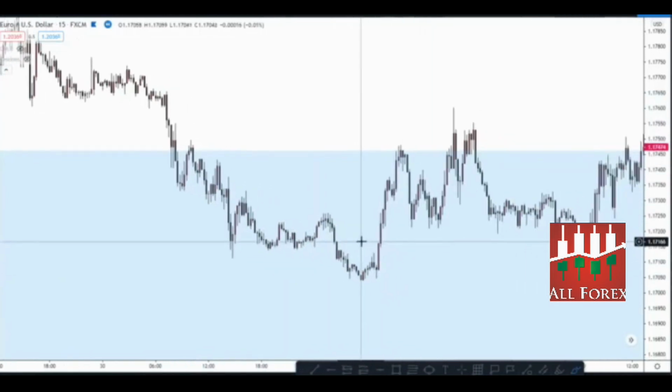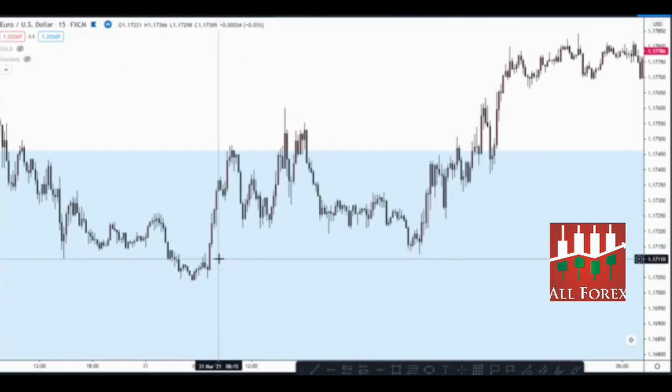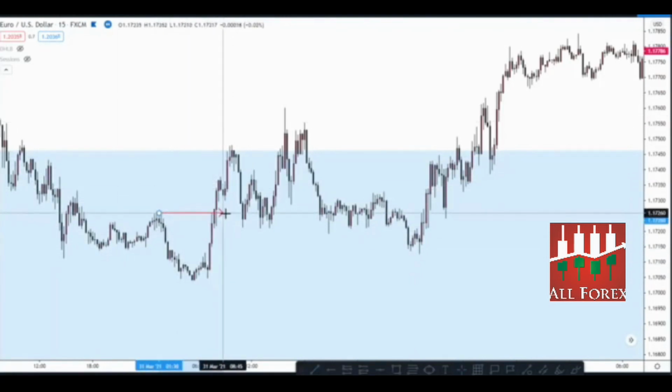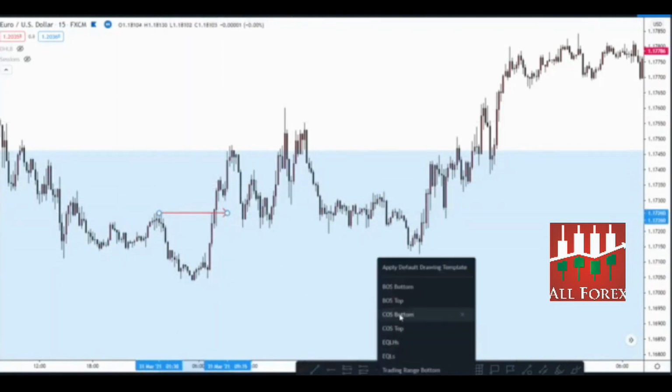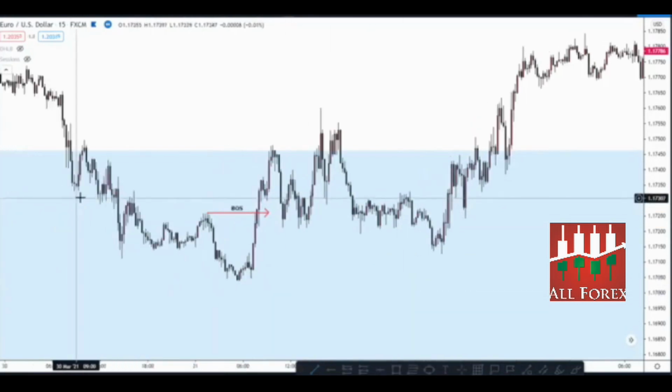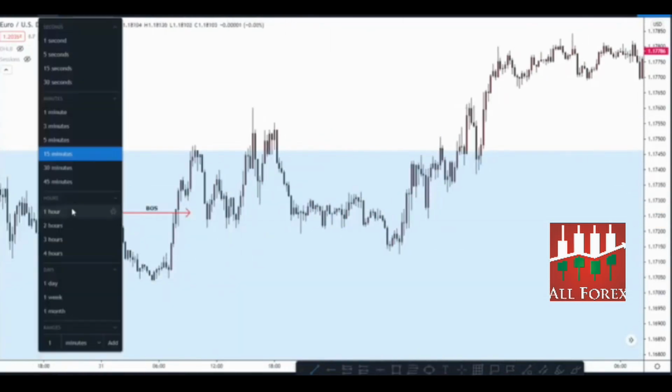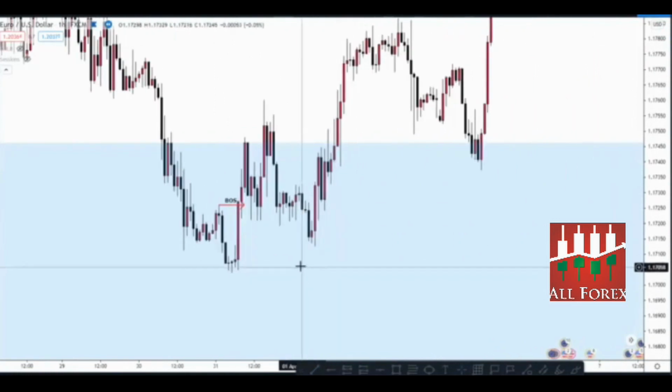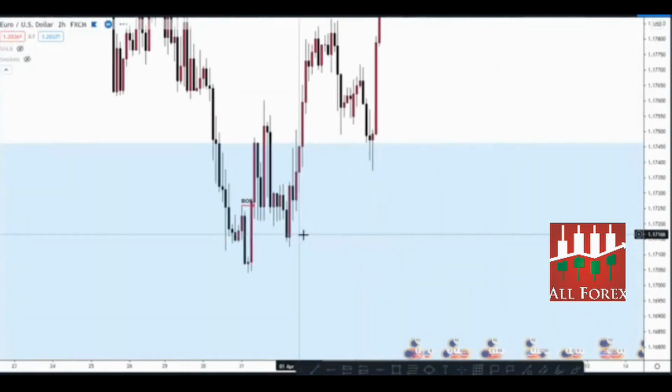And like I said, the market is going to target the areas where it had big pushes towards the upside. So right over here, this is where the market had a lot of volume. Not only that, but it also gave us a break of structure right over here of a previous lower high.